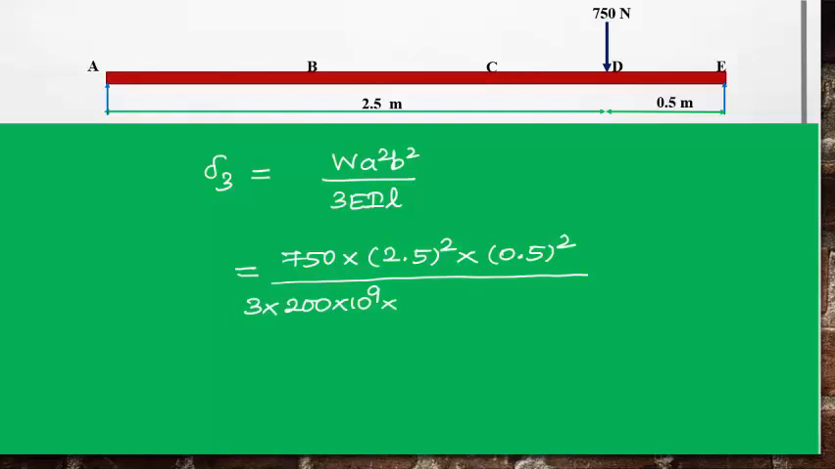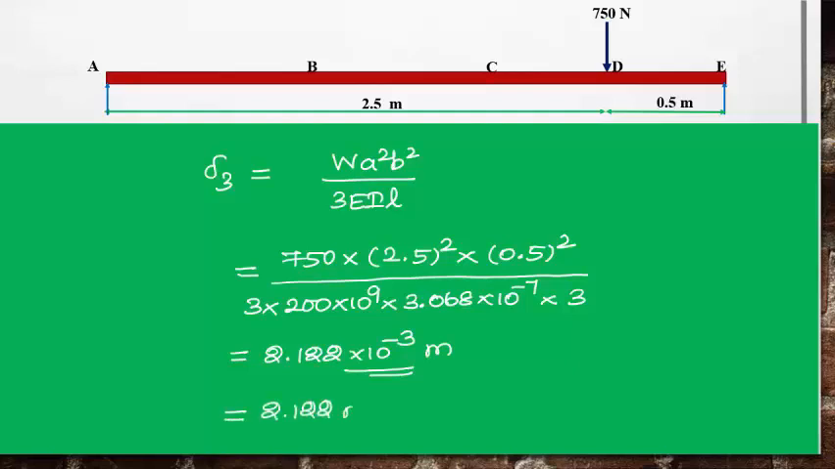The moment of inertia value I is 3.068 into 10 power minus 7 into the length of the shaft, 3 meter. On calculating this, we get the value of del 3 as 2.122 into 10 power minus 3 meter. In millimeter, that is 2.122 millimeter.